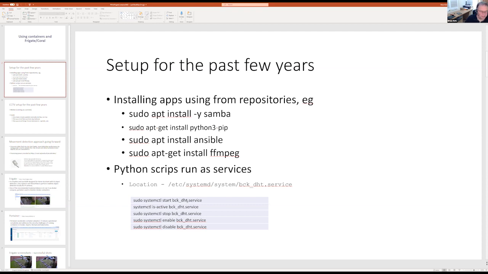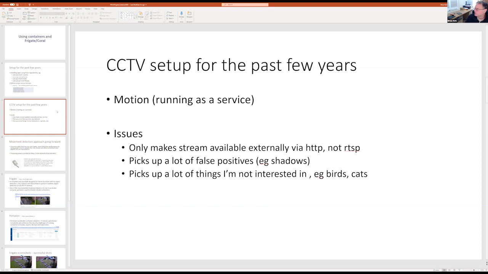So for things like my DHT sensors, it means that when you boot it up, all of that software starts up. So that's how I've done it historically. On the actual cameras, I've been using Motion. Some of you may be familiar with it. It's a package that you can download. I think it's on Git, and it runs as a service.